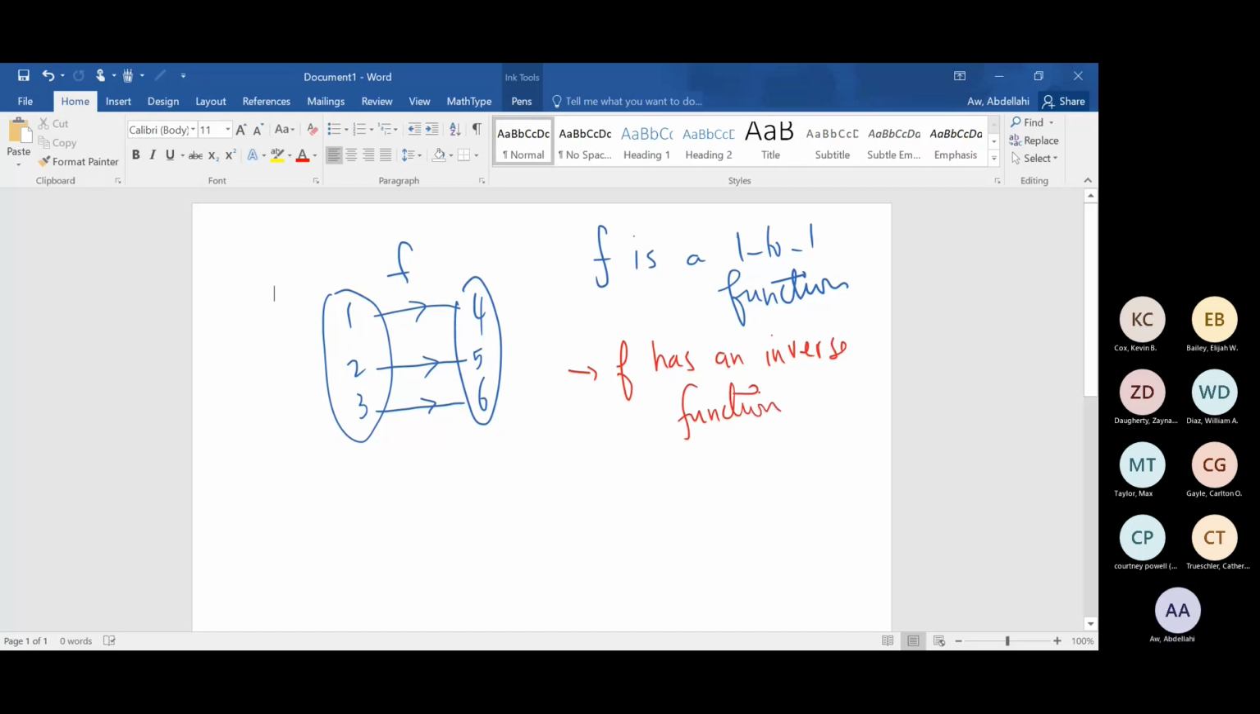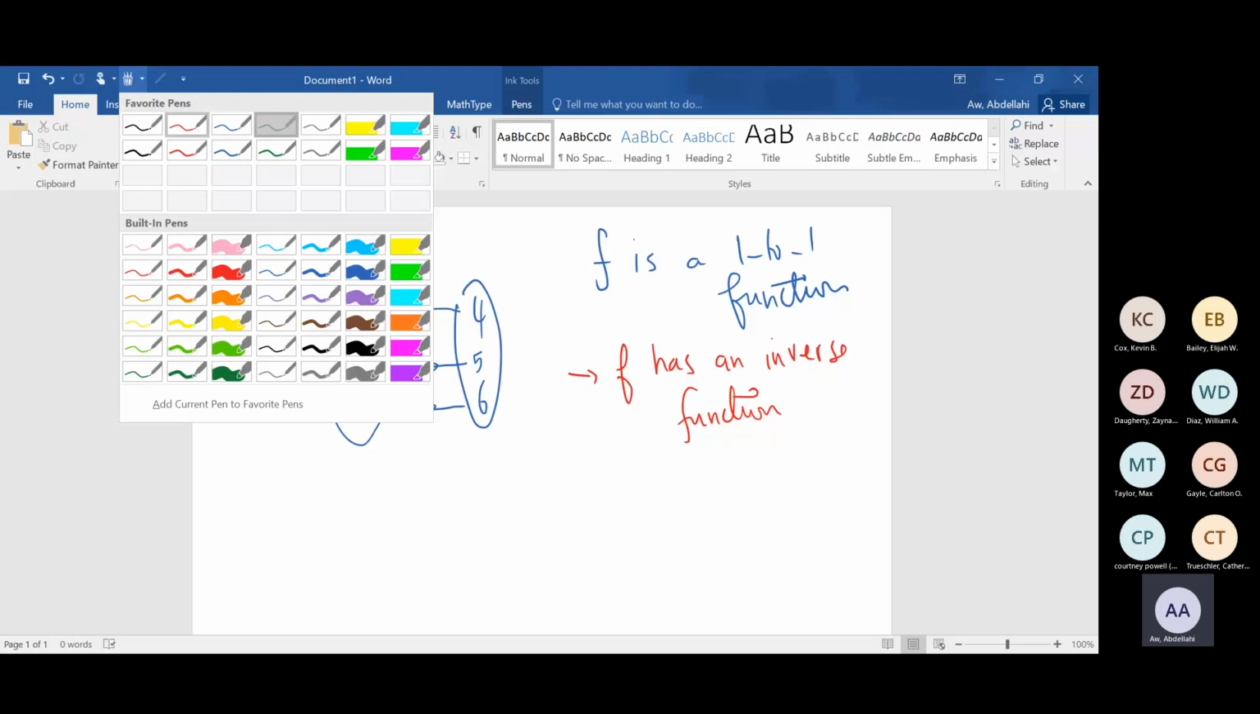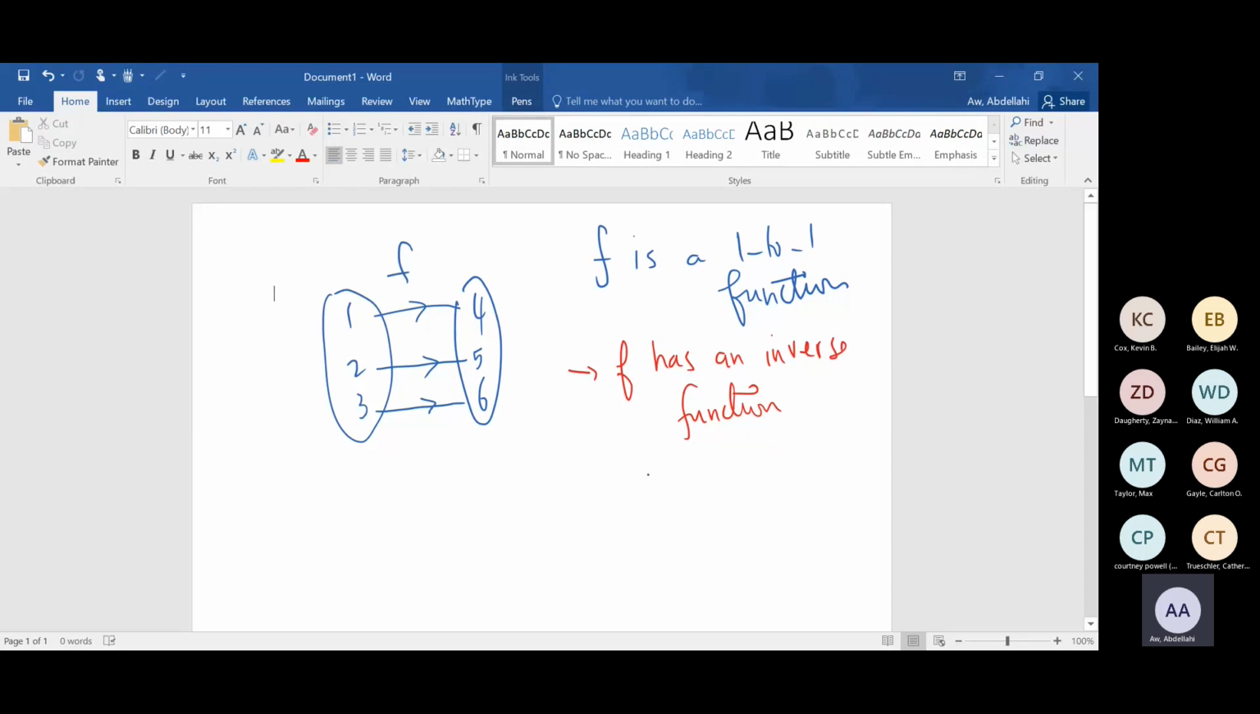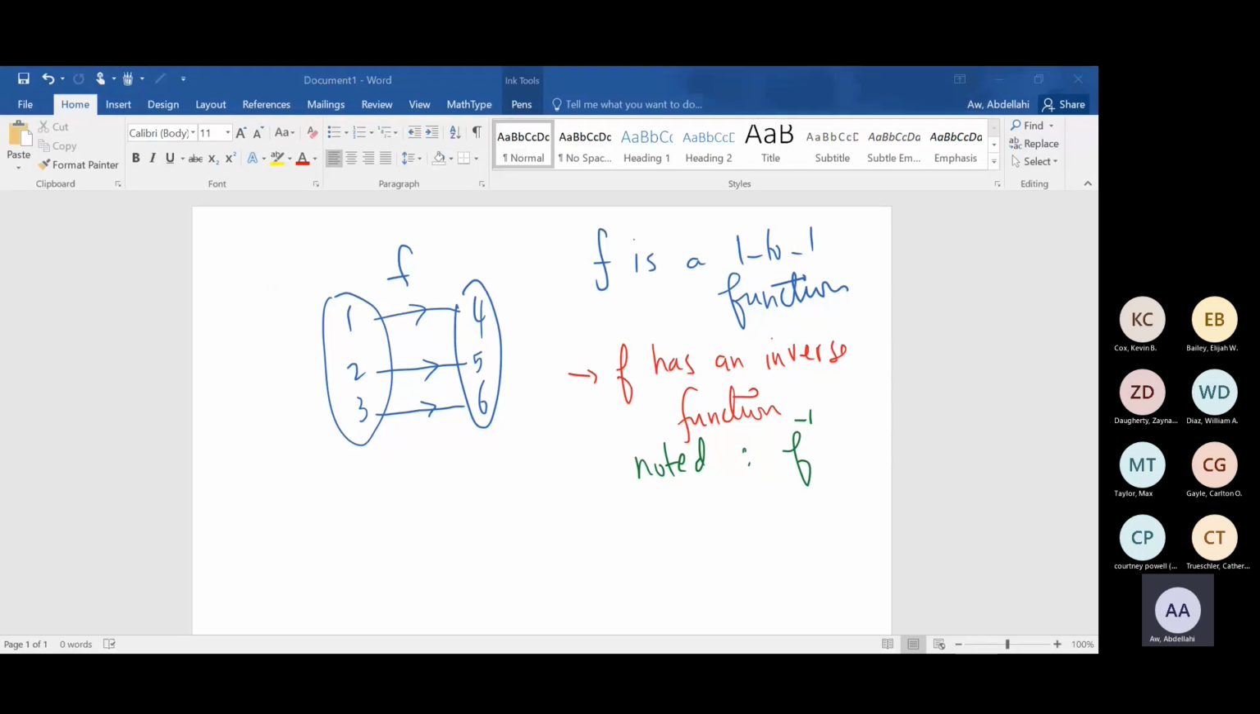Now, we label that function. We don't call it g, we don't call it h. We label it f, and then you put -1. This -1 is not to be taken as a pure exponent. It is more a notation, more a label than it is an exponent.